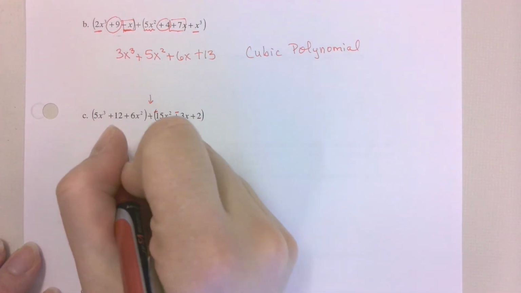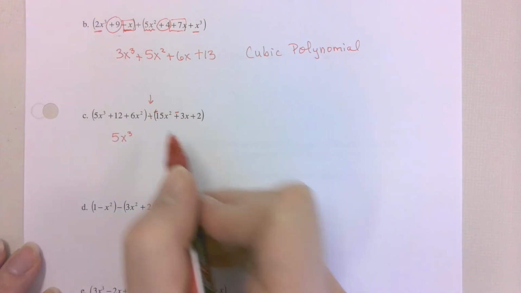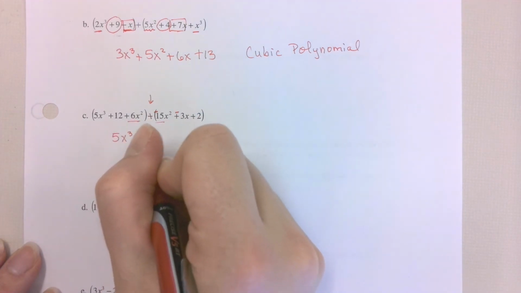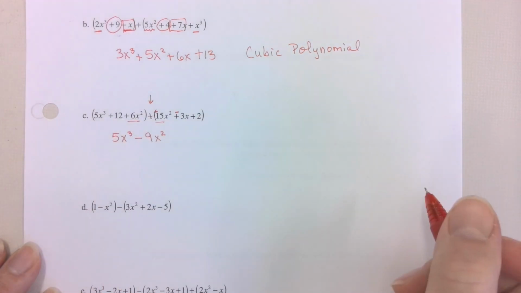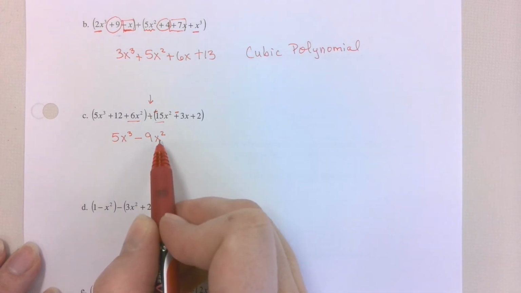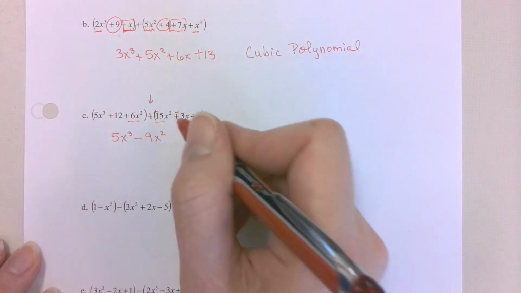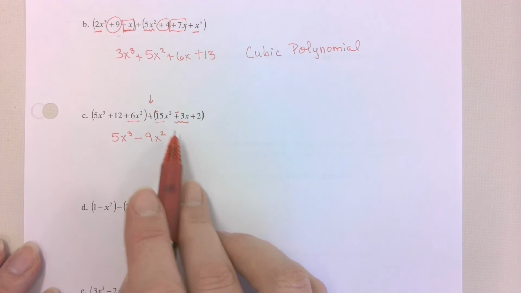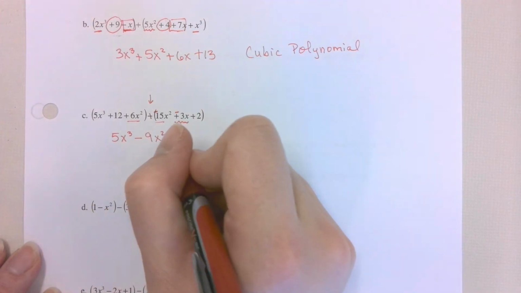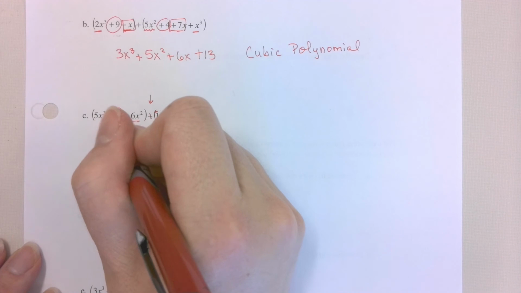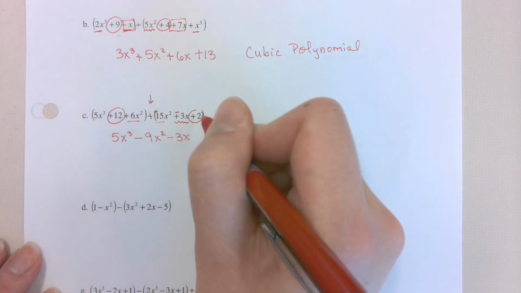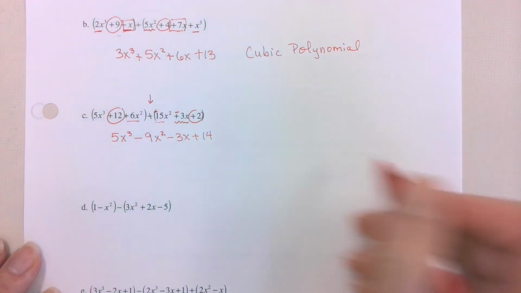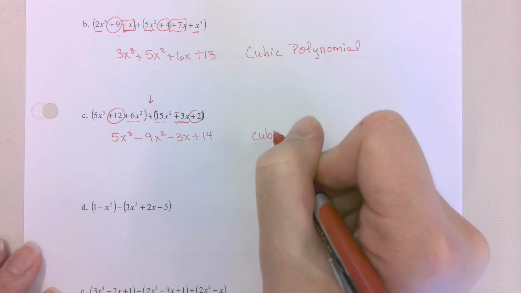5x to the 3rd is my highest degree. And then I have a 6x squared and a negative 15x squared, which gives me a negative 9x squared. All right, so degree of 3, degree of 2, now I need my degree of 1, and I only have it here. So if I didn't change that sign, I probably would have written a 3x instead of realizing it was minus 3x. And last are my constants, plus 12, and again, I changed it so I caught that it was minus and negative. A positive 2 becomes 14. Same title, cubic polynomial.